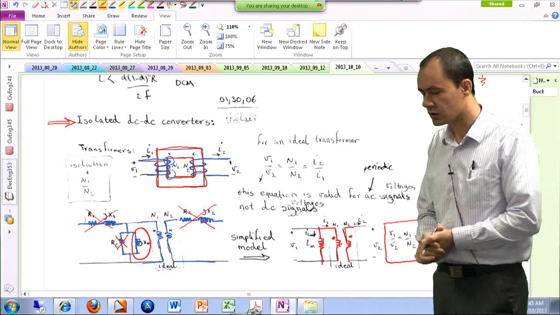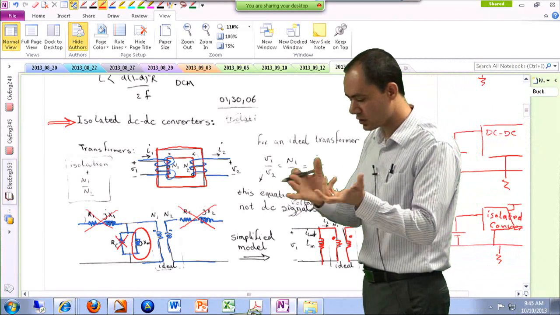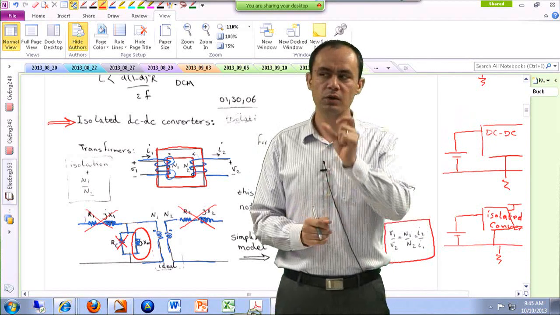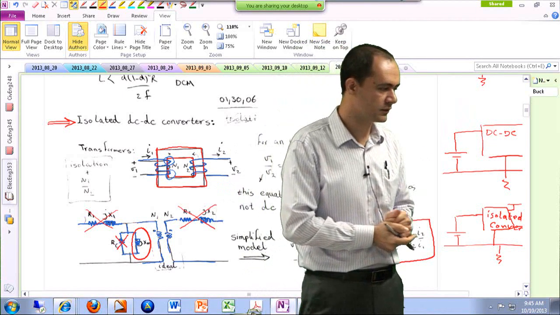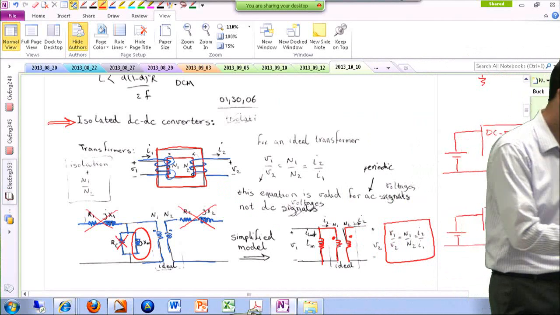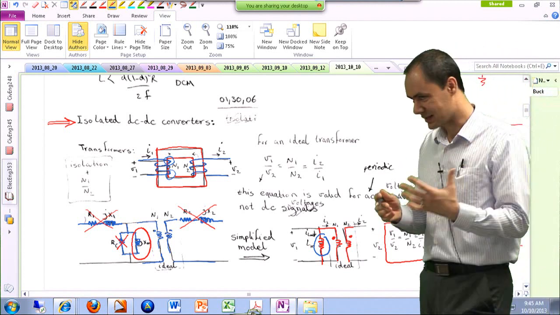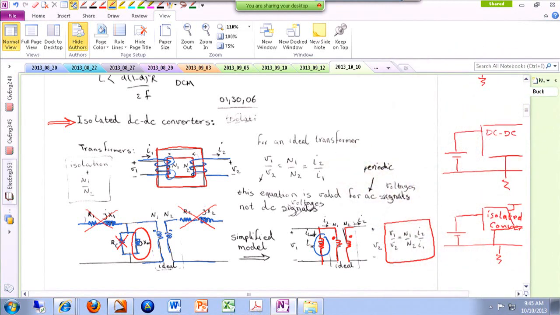Sometimes in some books, or some data sheets, you may see a transformer being used in a power electronic converter, but they have not drawn this magnetizing inductance. That doesn't mean it doesn't exist. It is there, but they're just assuming that everybody knows that it is there, like a MOSFET without a diode. When you draw a MOSFET without a diode, there's always a diode there. But sometimes you don't draw it because you're assuming that everybody knows.